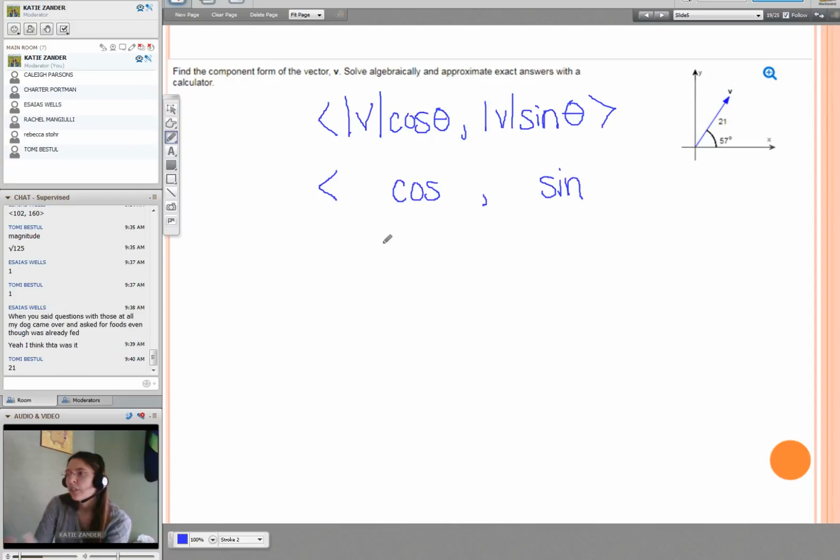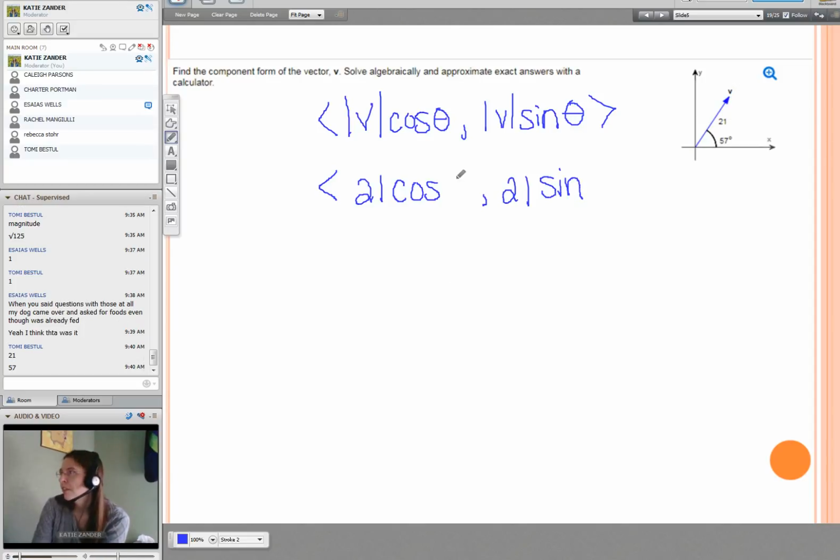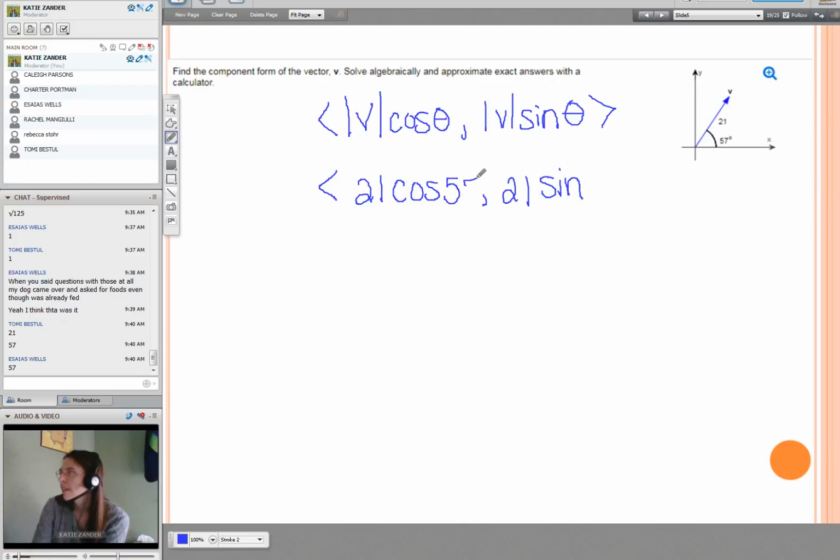Yeah, remember the magnitude is the length of the vector. So in this case, it's the 21. What is the direction angle of the vector? That's your 57. Now notice it's 57 degrees, right? So if you wanted to leave it exact, you could, but it does say approximate answers as well.